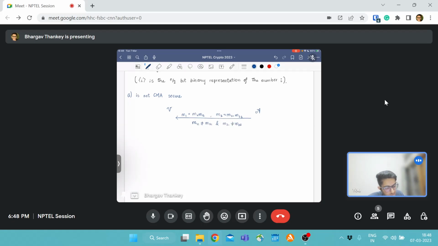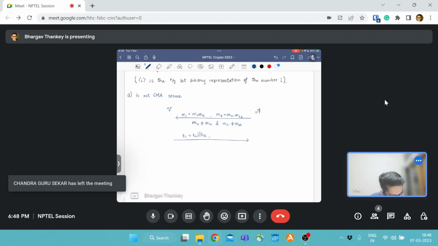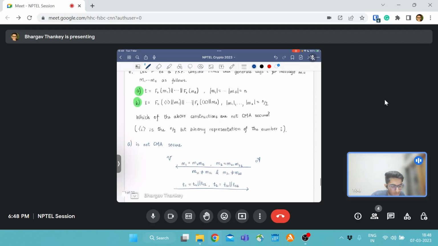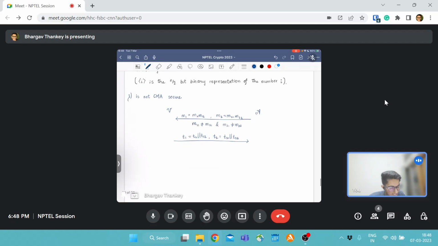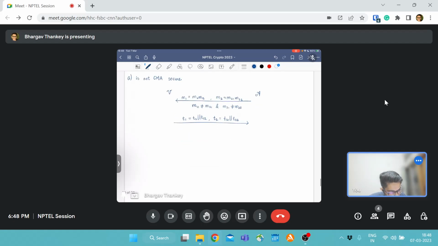So the adversary sends these two messages to the verifier. The verifier sends the corresponding tags, which are going to be T1, that is T11 concatenated with T12, and T2, that is T21 concatenated with T22. Over here I'm just assuming L is 2. You can do this for any L, but let's do the simplest case.